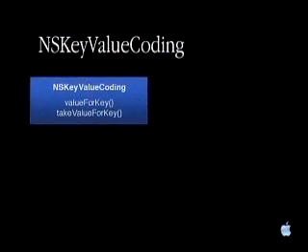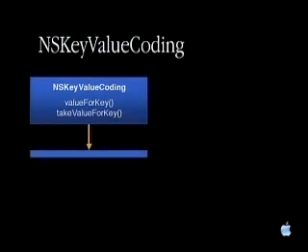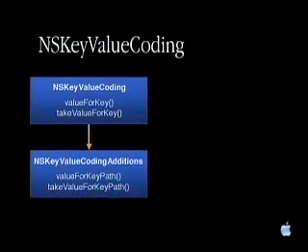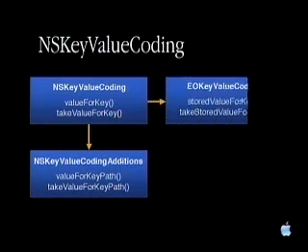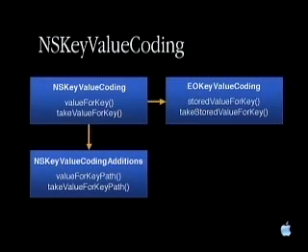The first interface is generic NSKeyValueCoding. This is the very basic one: if you want key value coding behavior, you must implement this interface. It defines valueForKey and takeValueForKey. It has a subclass, NSKeyValueCodingAdditions, which implements valueForKeyPath and takeValueForKeyPath. The methods storedValueForKeyPath and takeStoredValueForKey were defined and split out into EOKeyValueCoding. Again, that's a subclass of NSKeyValueCoding.